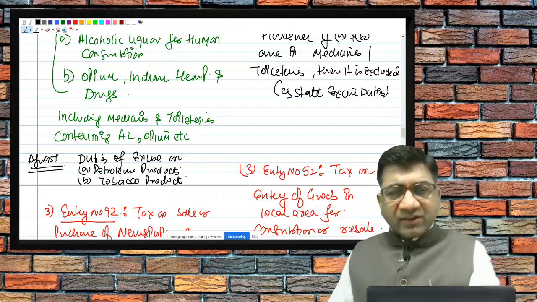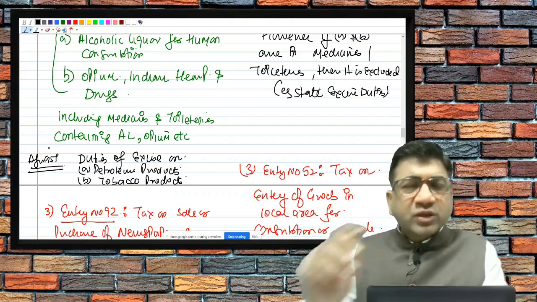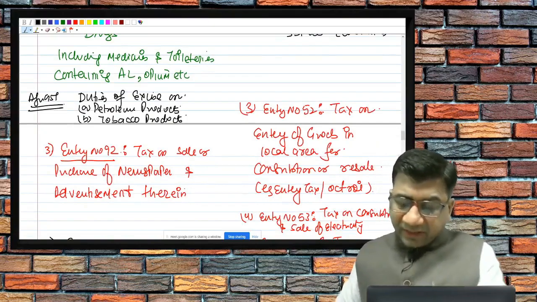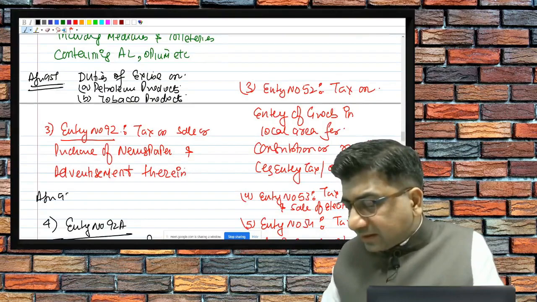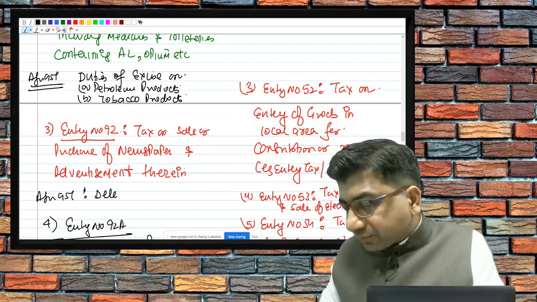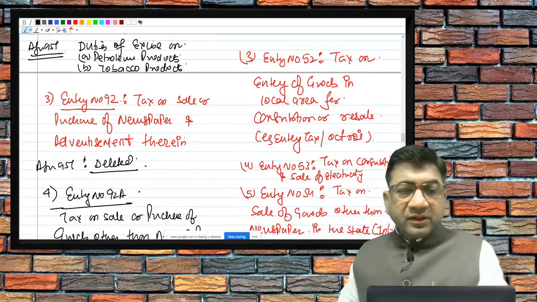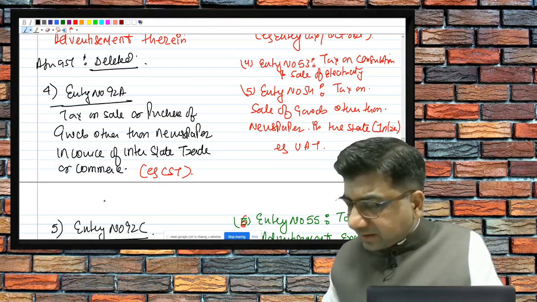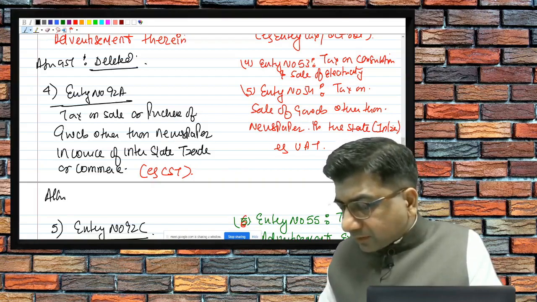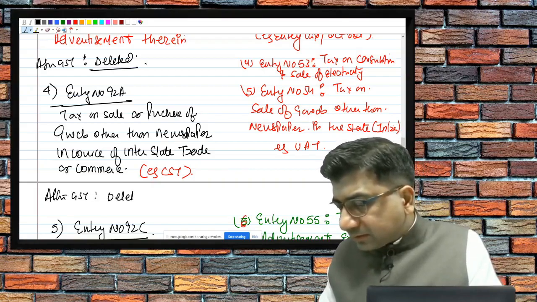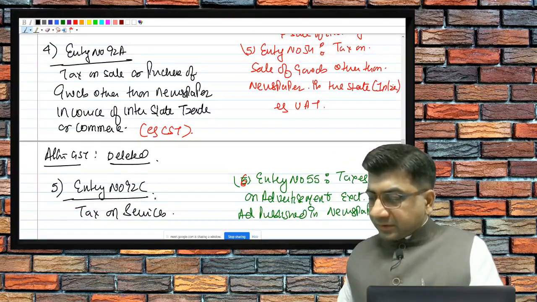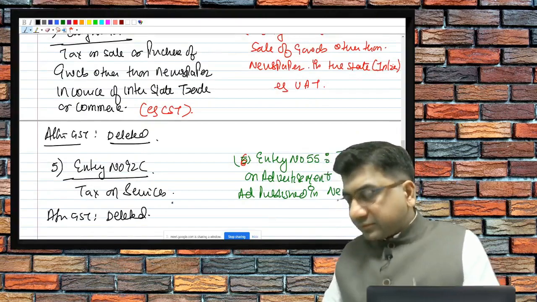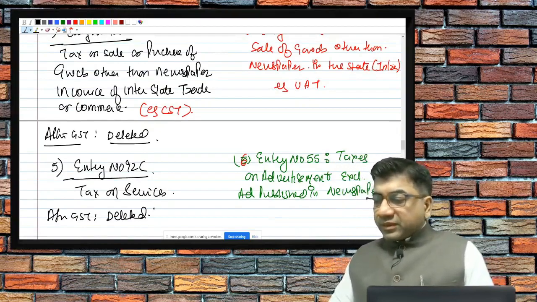What you do is just write whatever I'm writing, highlight it or use a different pen or a pencil, just use it like this. Entry number 92. Friends, entry number 92 has been deleted after GST. Entry number 92A remains, but this has also been deleted. This should be deleted. 92C after GST is also deleted.